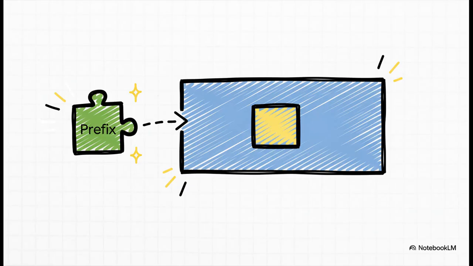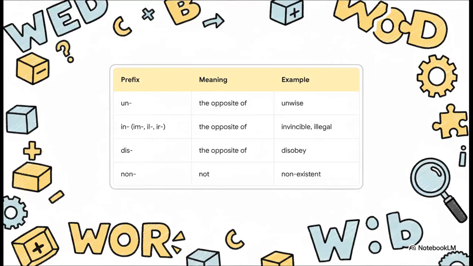All right, let's zoom in on those pieces. First up, prefixes. These are the bits that get attached to the beginning of a word. Their main job is to change the meaning. But here's the key thing. They usually don't change what kind of word it is, like from a noun to a verb. You see these everywhere, the negative prefixes. Un, in, dis, non. They all do a really simple job. They just flip the meaning of a word to its total opposite. So wise becomes unwise, legal becomes illegal.